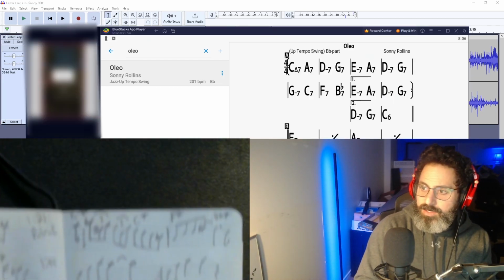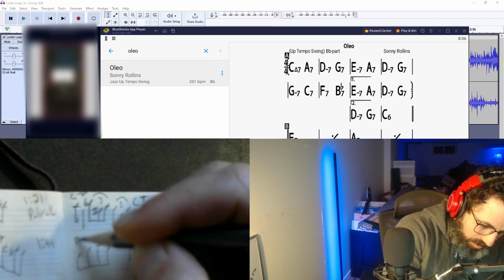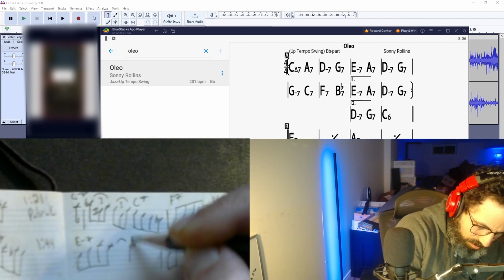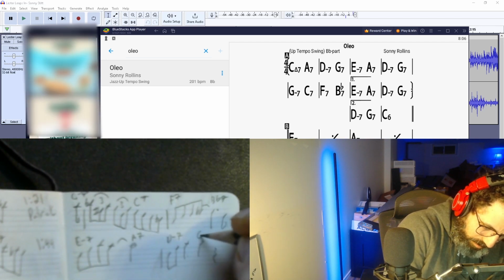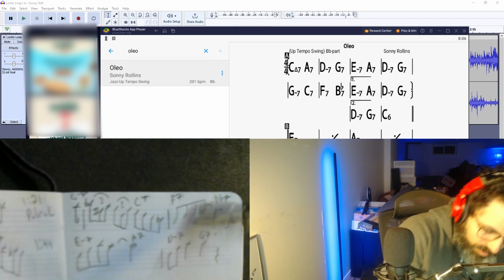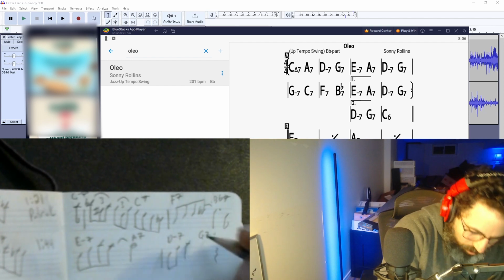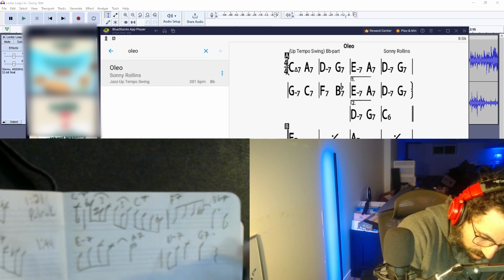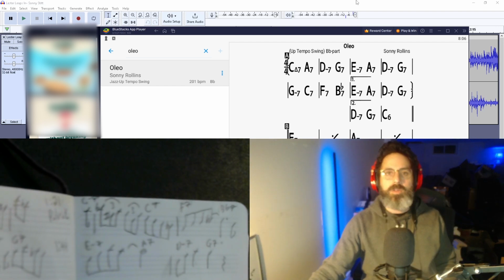So that means that this is E minor 7, A7. And this is D minor 7, G7. Right? Perfect. He ends, oops, is that a G? So he ends right on the one of the five chord, or the five of the tonic, or of the key of the song.